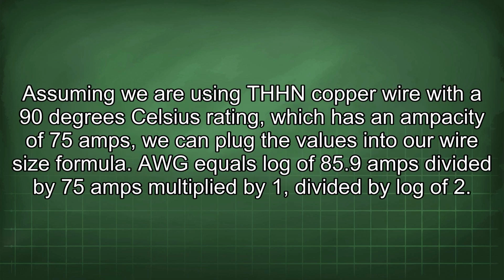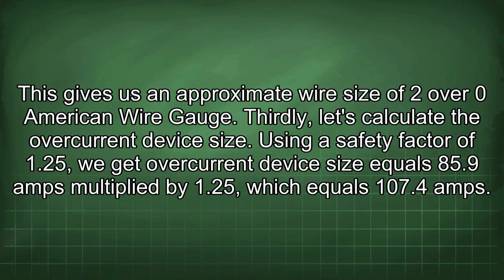Secondly, let's calculate the appropriate wire size. Assuming we are using THHN copper wire with a 90 degrees Celsius rating, which has an ampacity of 75 amps, we can plug the values into our wire size formula. AWG equals log of 85.9 amps divided by 75 amps multiplied by 1 divided by log of 2. This gives us an approximate wire size of 2/0 American wire gauge.